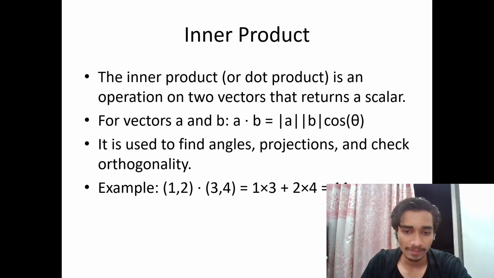For example, we have (1, 2) and (3, 4), which we can also write in i cap, j cap. Here the inner product is 1 times 3 plus 2 times 4, which is 3 plus 8, equal to 11. It also has a geometric meaning. It tells us how aligned two vectors are. If the inner product is 0, the vectors are perpendicular or orthogonal. In physics, especially quantum mechanics, the inner product is used to check the probability of a state transition or to test orthogonality between quantum states.